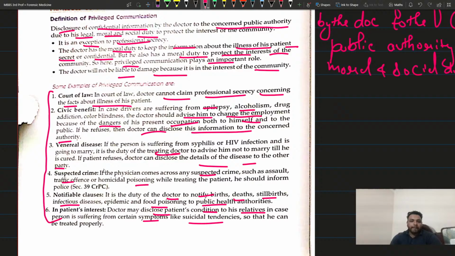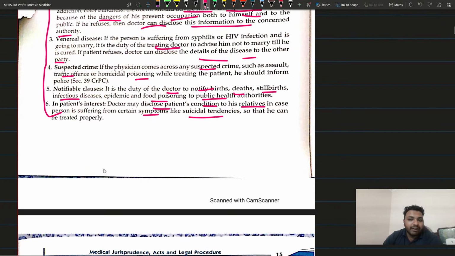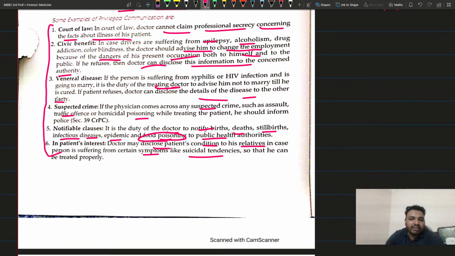It's very important. The doctor may disclose the patient's condition to a relative. You can notify diseases, like in the case of infectious disease, epidemics or food poisoning, where public authorities have to be informed. In suspected crime cases, like homicidal poisoning, you have to inform. In venereal disease, the treating doctor has advised him not to marry till cured. If the patient refuses, the doctor can disclose the details of the disease to the other party also.